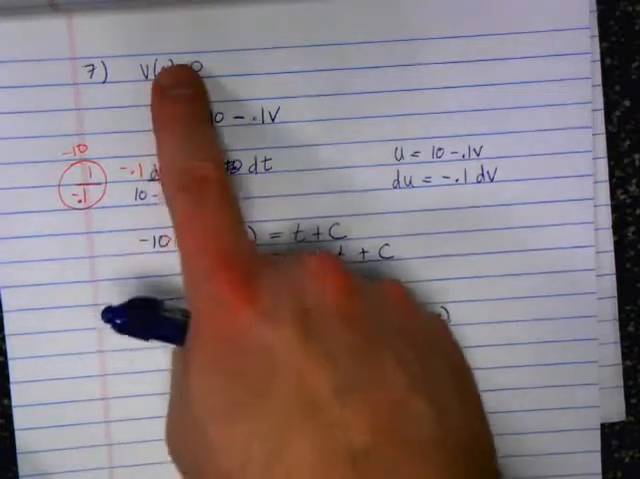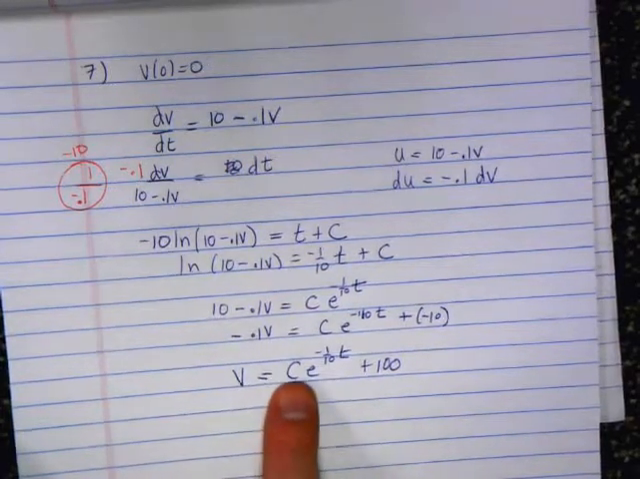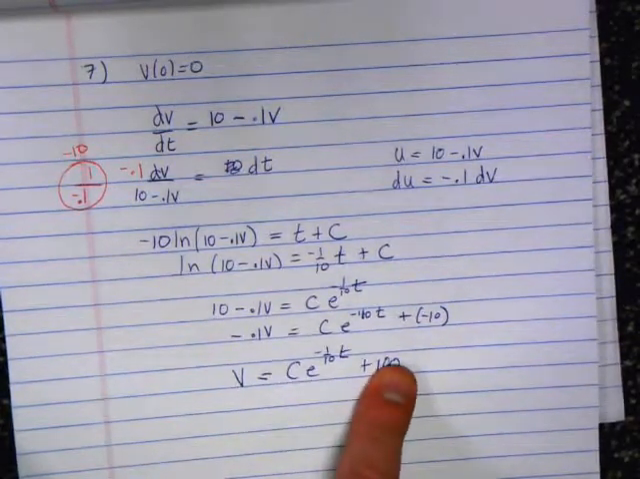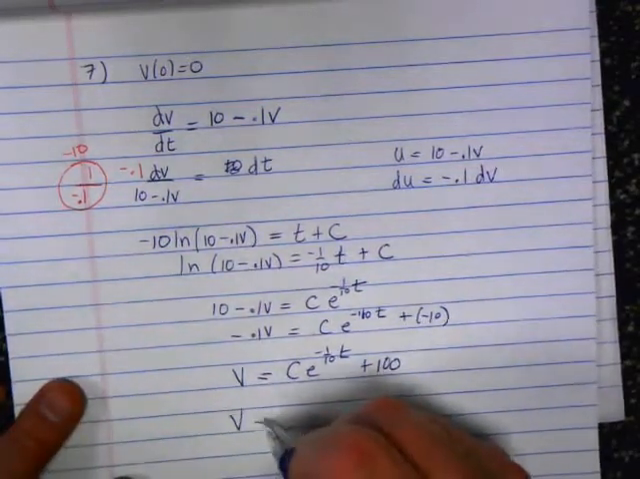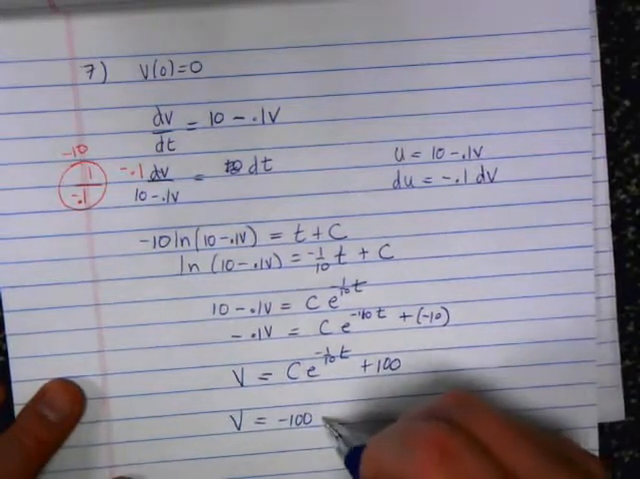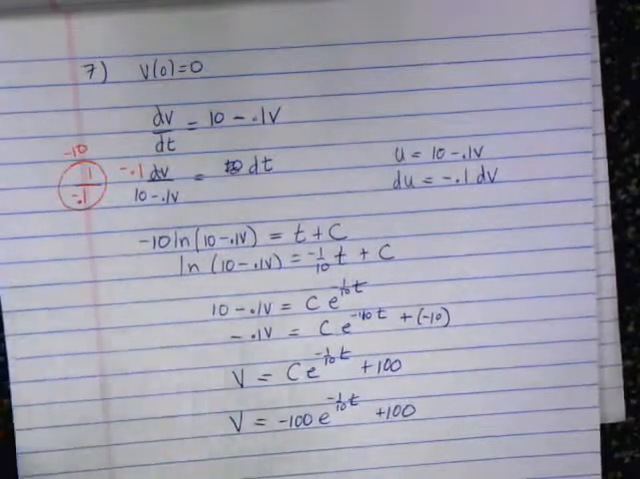Plug in my initial condition. I get V equals C plus 100. So C is negative 100. All right, so there's my equation: V equals negative 100 e to the minus 1/10 t plus 100.